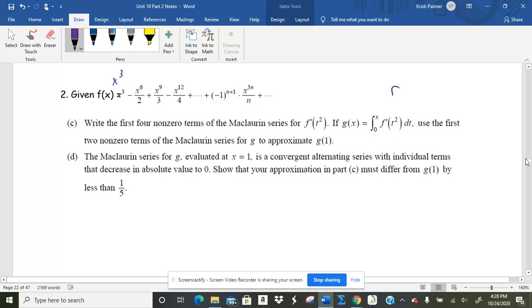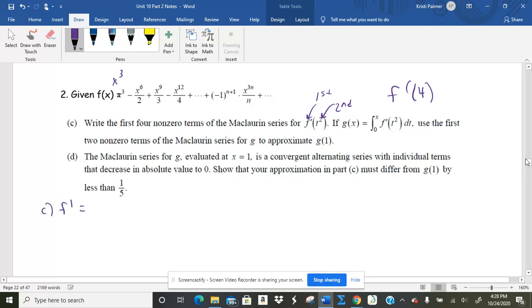So if I asked you to find f prime of some value, like 4, what's the first thing you would do? Would you plug in the 4 and then take the derivative? No, you would take the derivative. So you have to take the derivative first, then plug in the value second. So let's go ahead and take the derivative.